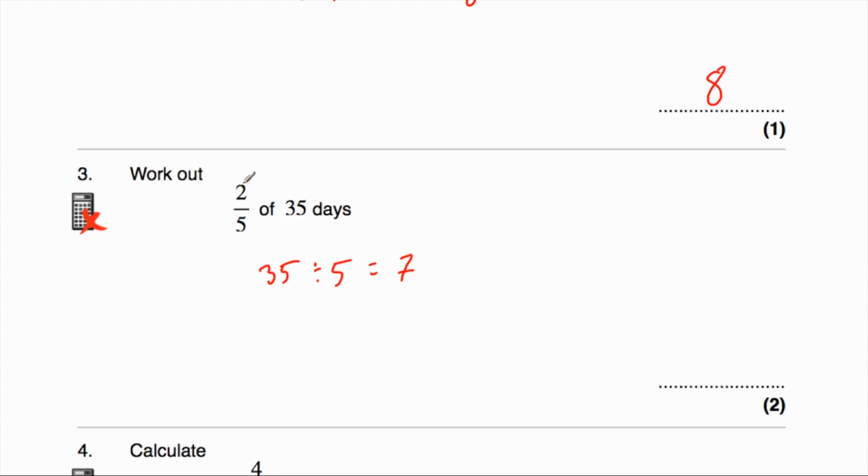Now we want 2/5, so we're going to multiply by 2. So 7 multiplied by 2 is equal to 14. So that means that 2/5 of 35 days would be 14 days. So 14 days. That's our answer.